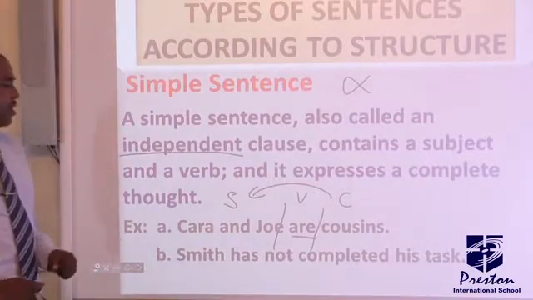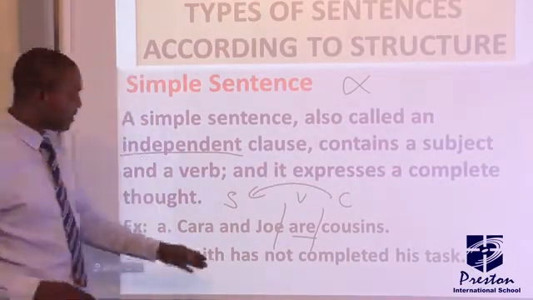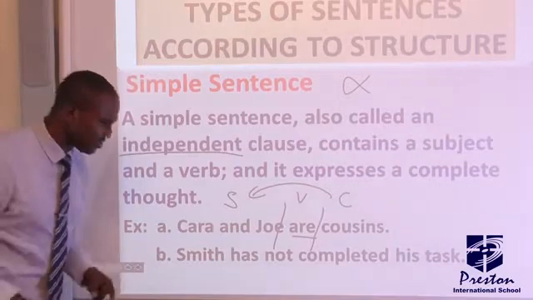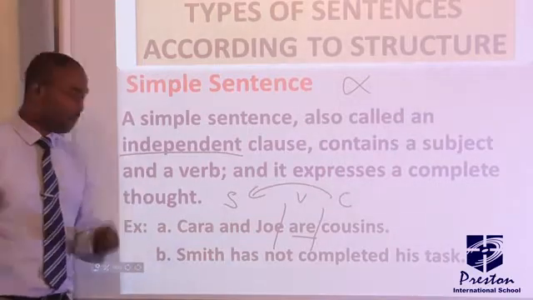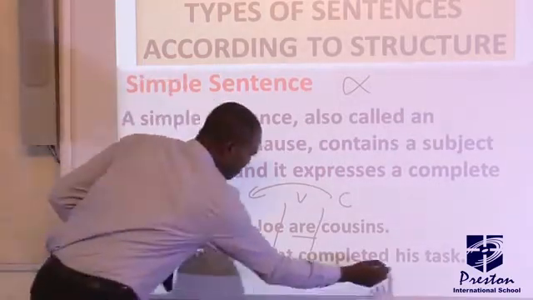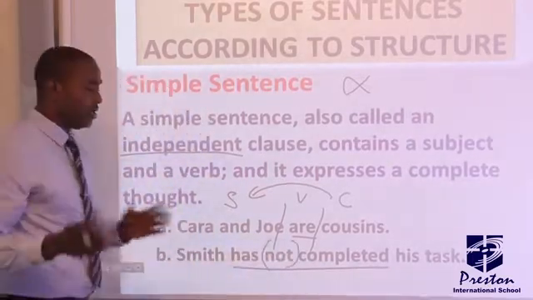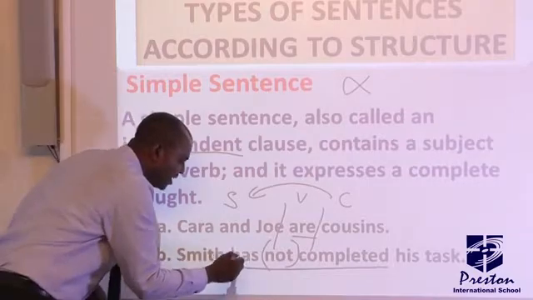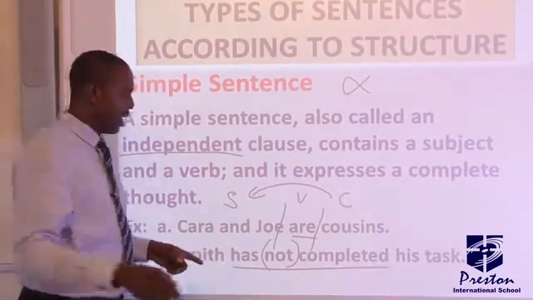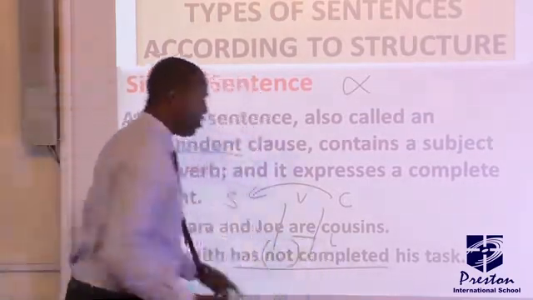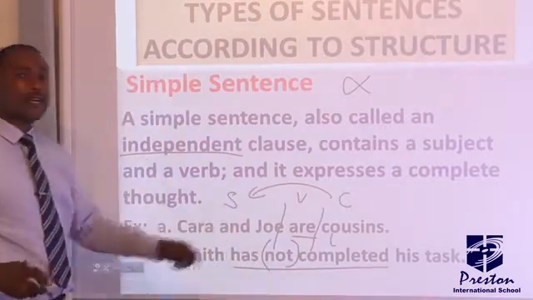Also, Smith has not completed his task. This is also a simple sentence because it has one main verb. You will observe that you have two verbs, but what we have here is a negative coming in between the verbs. This is an auxiliary verb, so it does not count. We have just one main verb, or you call it the lexical verb, which is completed.